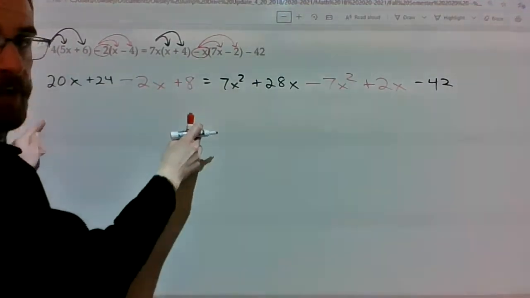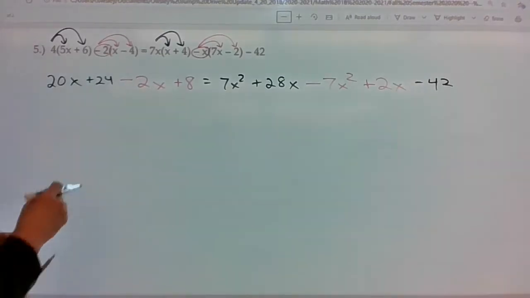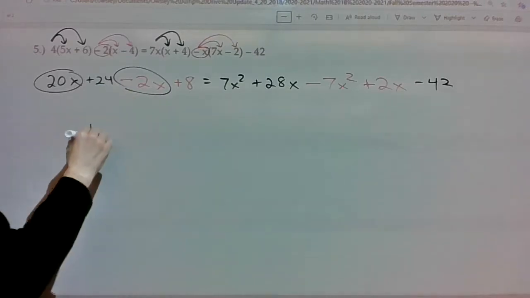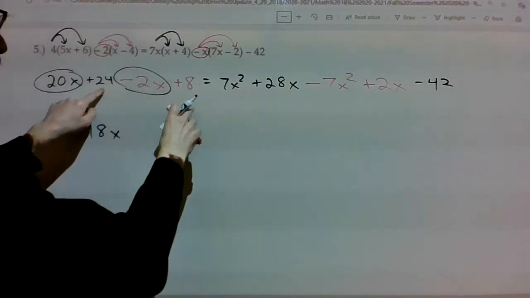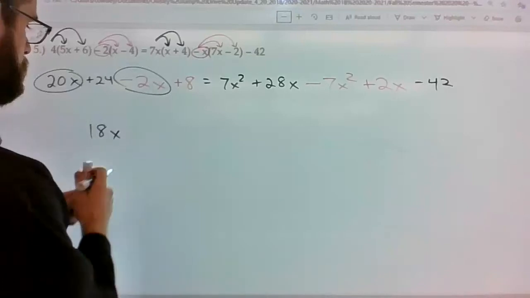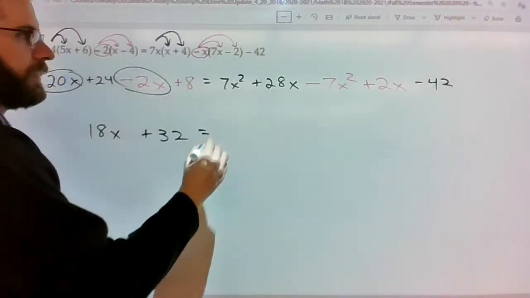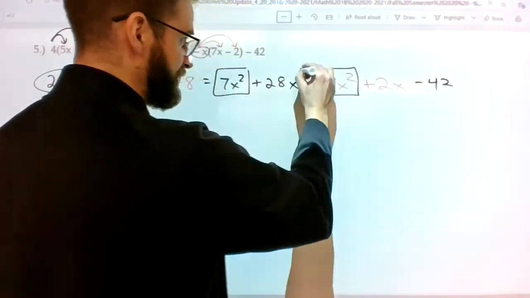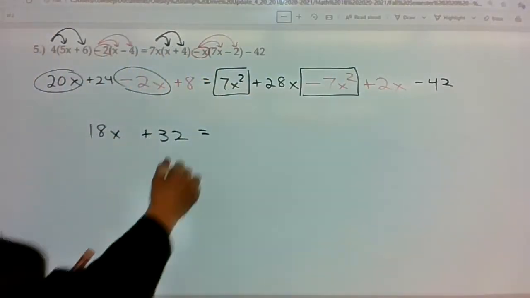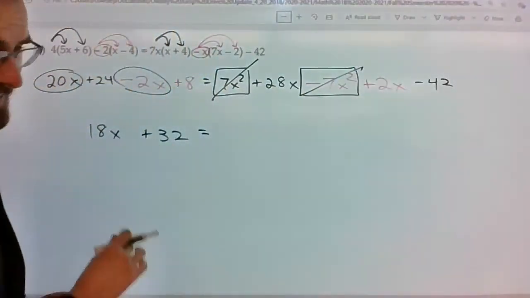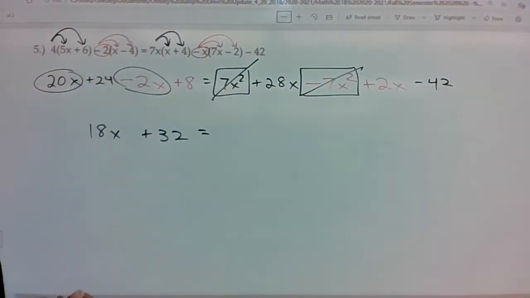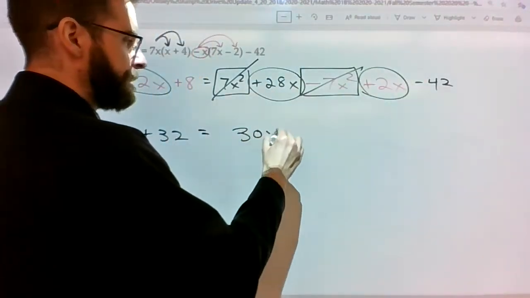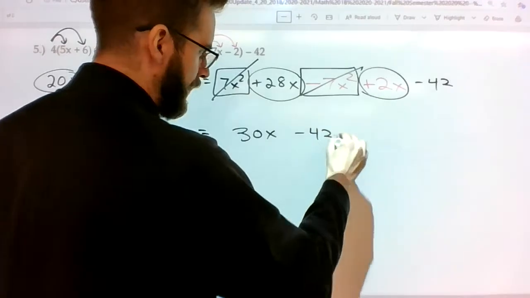Now simplify what you can on the left-hand side of the equation. I got a 20x and a negative 2x, 18x. Over here, I got 24 plus 8. That's 32. On the right-hand side, I've got 7x squared minus 7x squared. That's 0x squared. They cancel out. 28x plus 2x is 30x. And then you got a minus 42 still floating around.